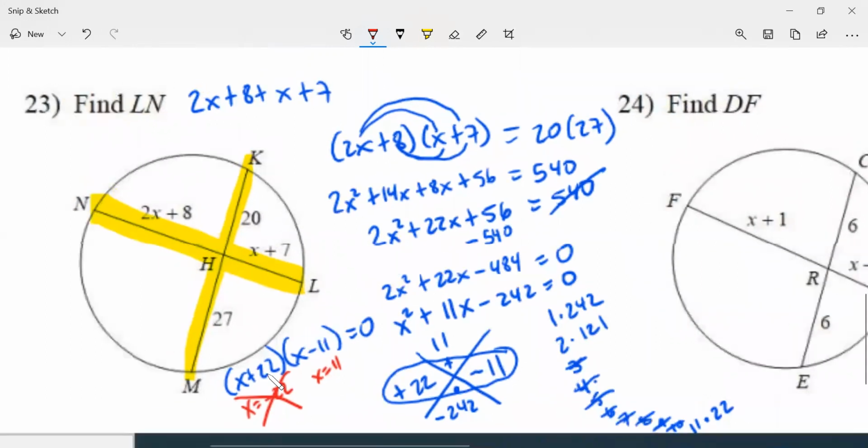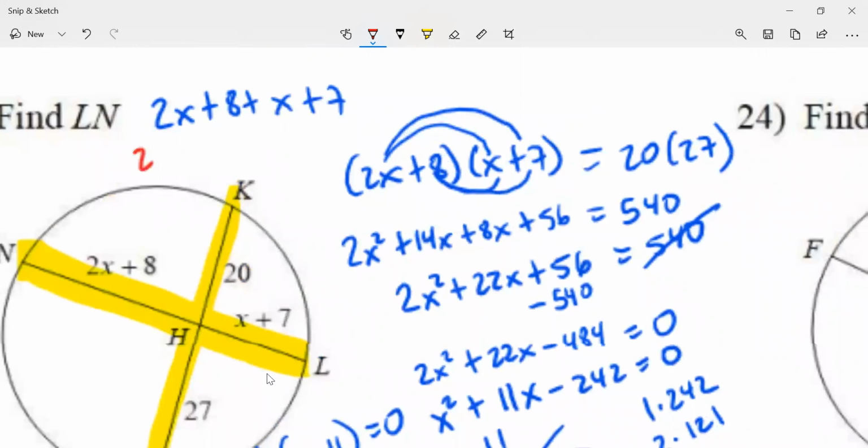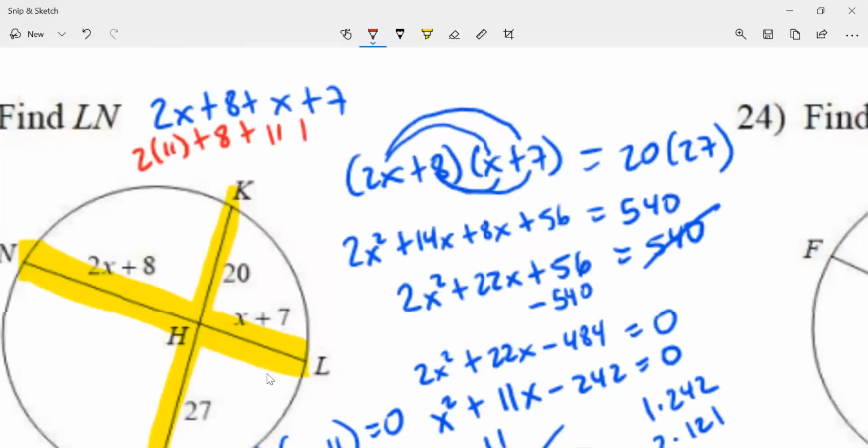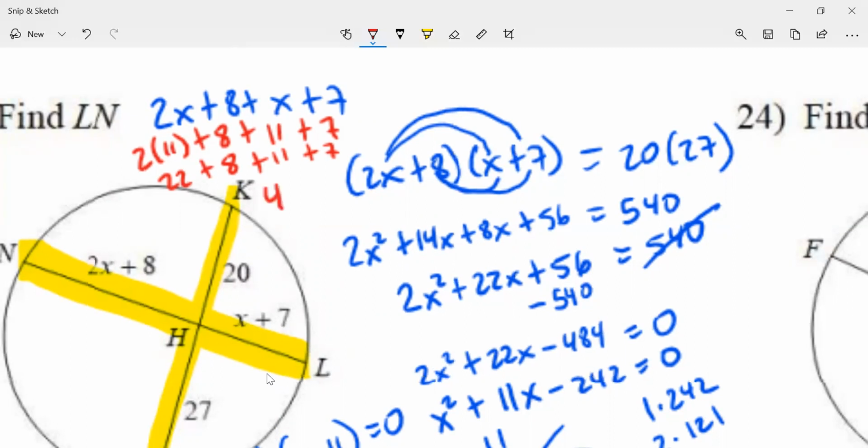So I'm going to say, let's see, 2 times 11 plus 8 plus 11 plus 7. I have to do multiplication first, right? So 22 plus 8 plus 11 plus 7. Add all that. 22 plus 8 plus 11 plus 7 happens to be 48. Pretty cool.